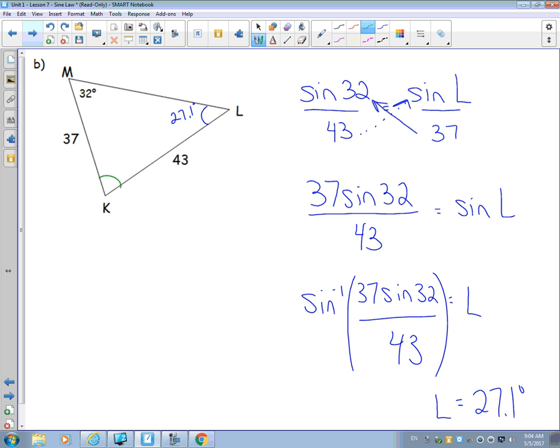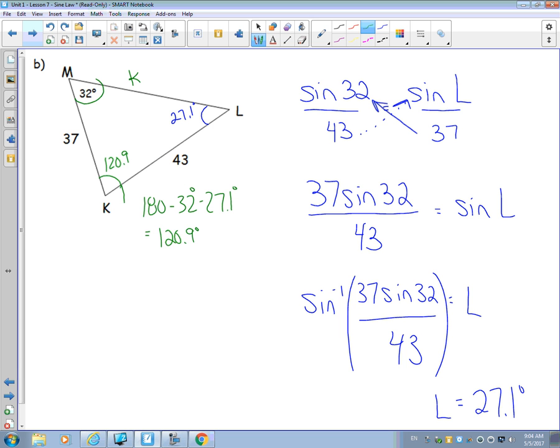So if I want to figure out this one, I can do 180 minus 32 minus 27.1. And obviously this is not to scale, because I get a K value of 120.9. That's okay, don't assume diagrams are to scale. And now I can solve for little k. How am I going to do that?